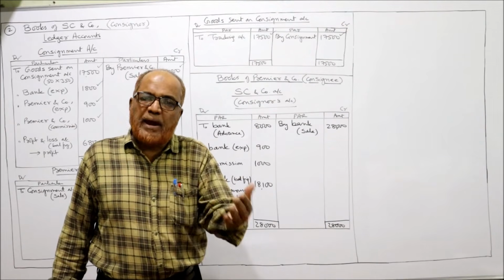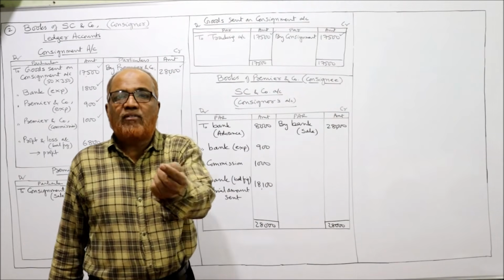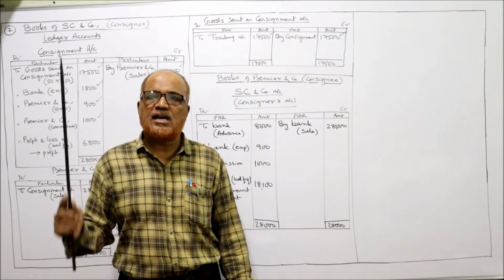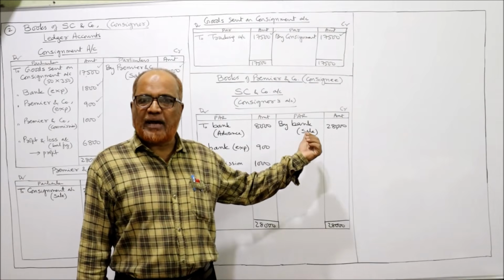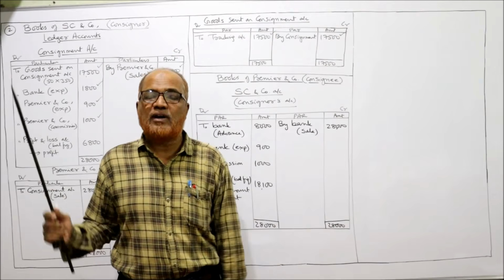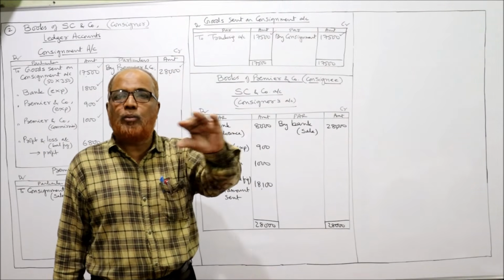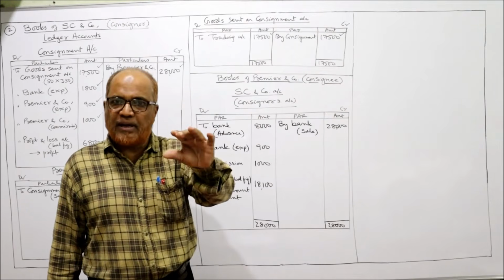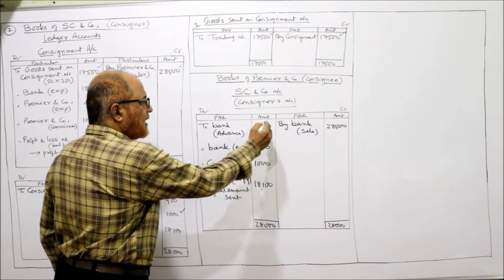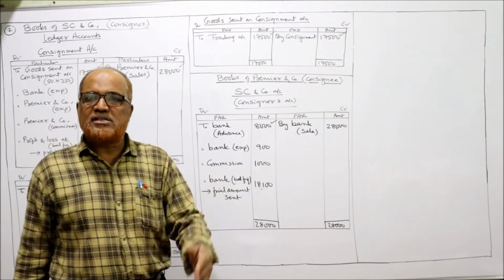When expenses are paid by the consignor, no entry in the books of the consignee. When advance is given by the consignee to the consignor, the entry that will be passed by consignee is consignor account debit to bank. What is the name of the consignor? SC and Company. So entry will be SC and Company account debit to bank. So debit side to bank, advance 8,000. First entry posted.